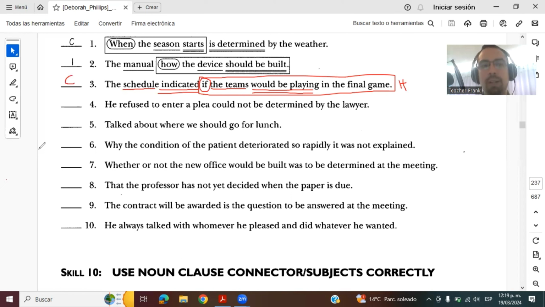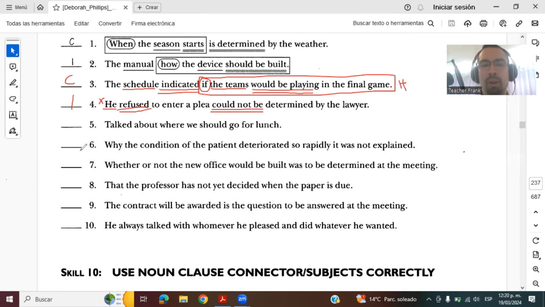No problem here. Okay, let's look at number 4. He refused to enter a plea could not be determined by the lawyer. Refused is my verb. Who refused? He. We have another verb here, could not be determined by the lawyer, right? And do we have a connector? No, right? We don't have a connector. So this one's going to be incorrect because we are missing a connector. It could be only he refused to enter the plea or something. Here we would probably need the connector in the beginning. But yeah, this one's incorrect. No connector and no way to connect these ideas.